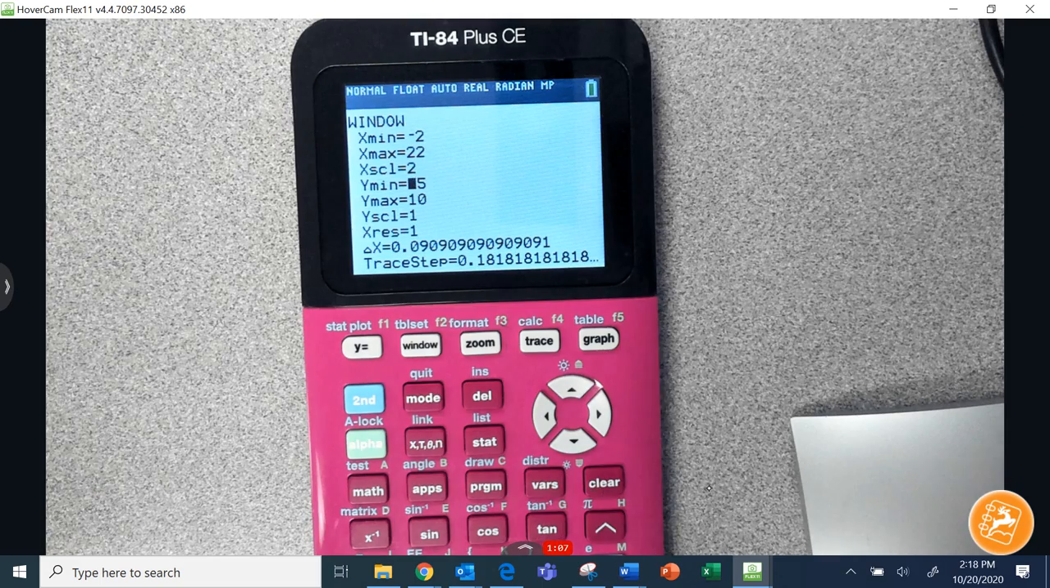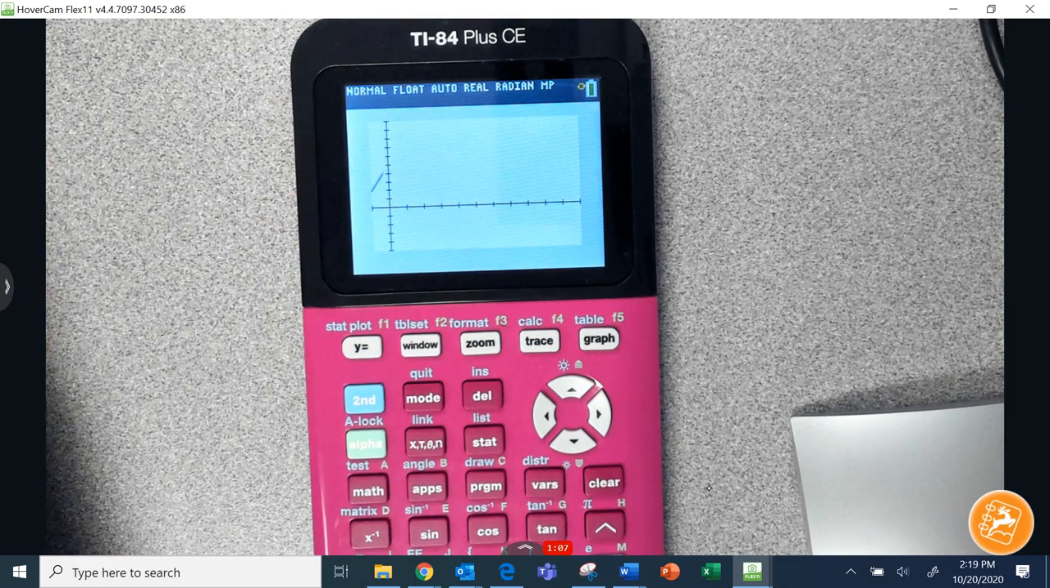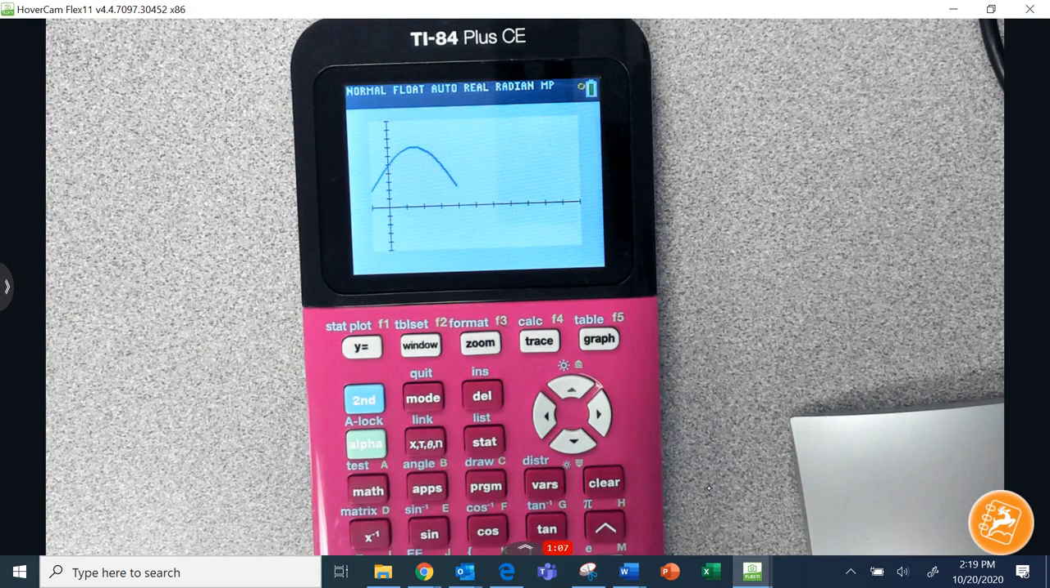All right, so once you have your mins and your maxes put into your window, then you can go ahead and hit graph. And then take a break because it takes forever to graph.